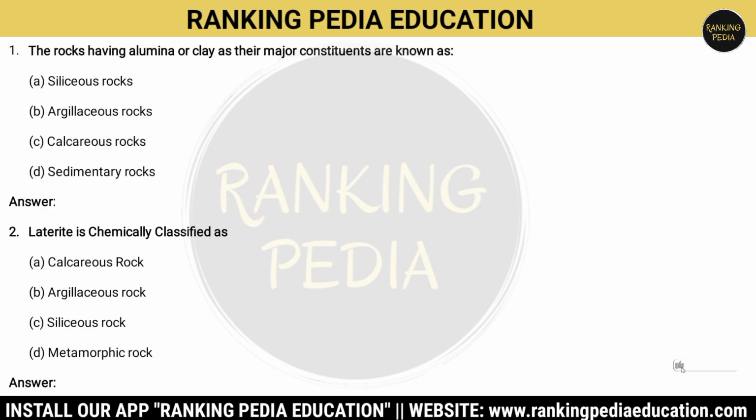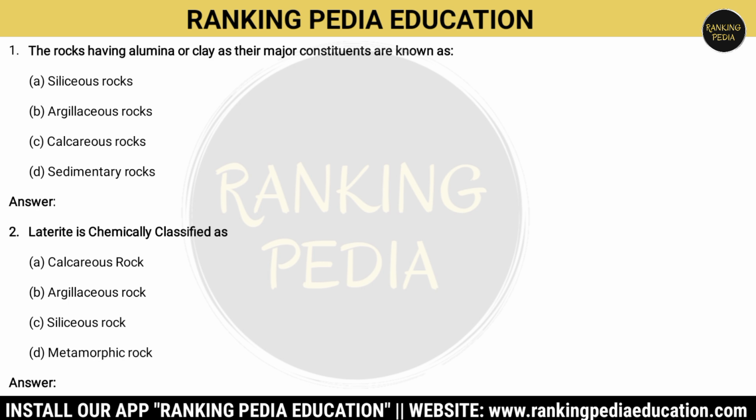First question is, the rocks having alumina or clay as their major constituents are known as, options are siliceous rocks, argillaceous rocks, calcareous rocks or sedimentary rocks. So you have to tell the rocks having alumina or clay as their major constituents.